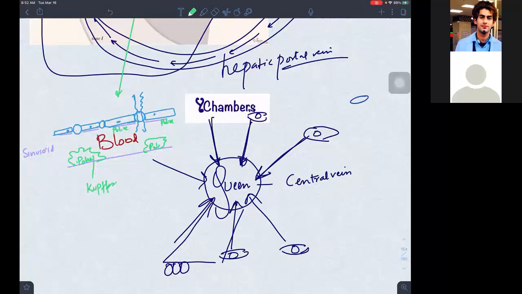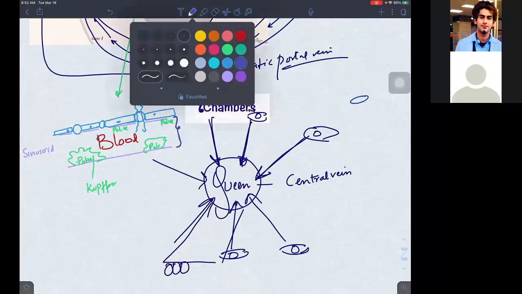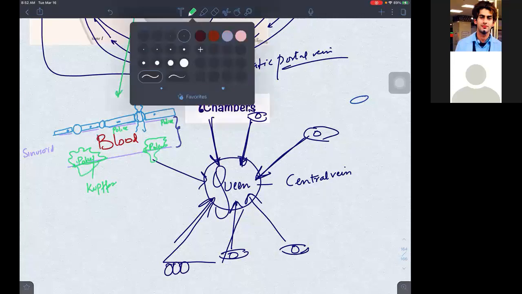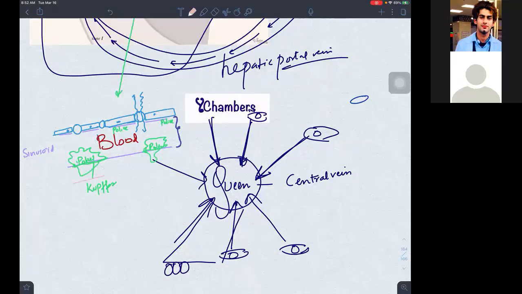Now this all is a sinusoid, isn't it? Now tell me one thing. Macrophages are actually present where? They are not in the blood, they are present on the walls. They have some part inside and around the perisinusoidal space. So this space, which is around the sinusoid, is called the perisinusoidal space or space of Disse.